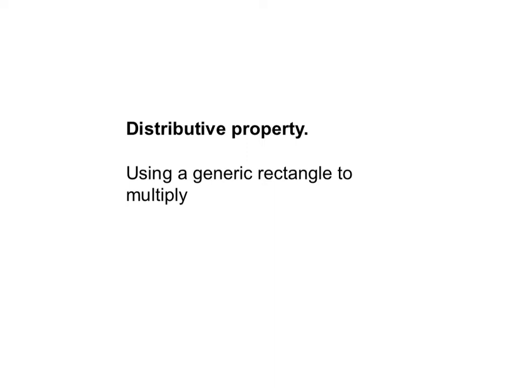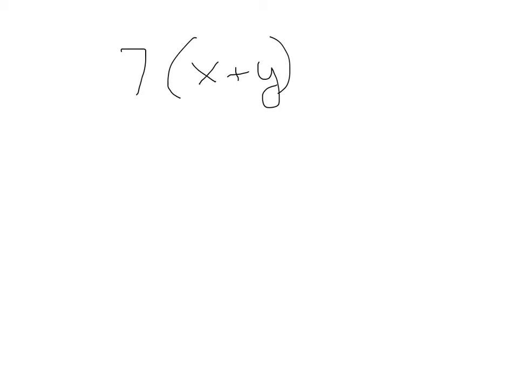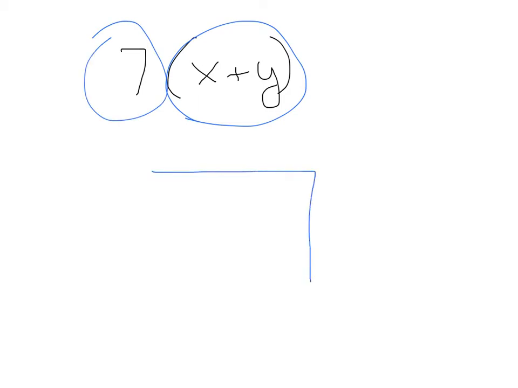This is going to be a quick video about the distributive property and a way to use a generic rectangle to multiply terms. So let's say you have the number 7 times the quantity of x plus y. So I'm going to have to multiply this amount times the number 7. I'm going to think of this as a rectangle with the length being 7 and then the width being x plus y.